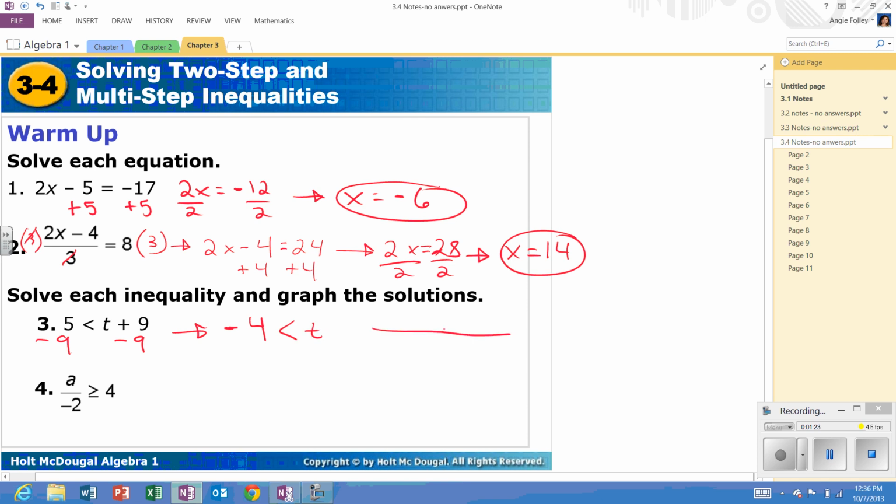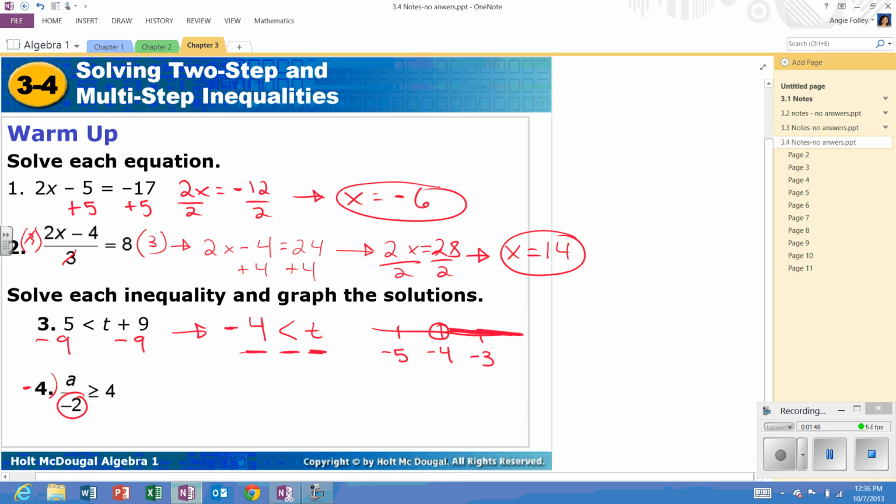So on my line, I'm going to put negative 4. My negatives get bigger in this direction and smaller in this direction. I'm going to have an open circle at negative 4 because it's just a less than. And I'm going to read it in the reverse order. I'm going to read it as t is greater than negative 4. So that means t is everything to this side. Okay?